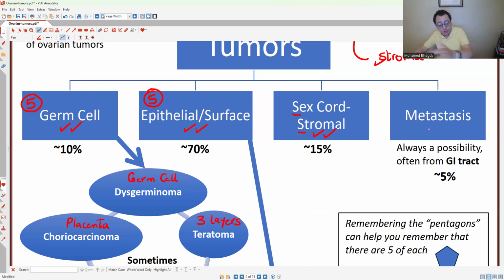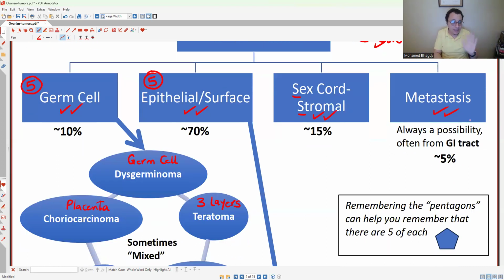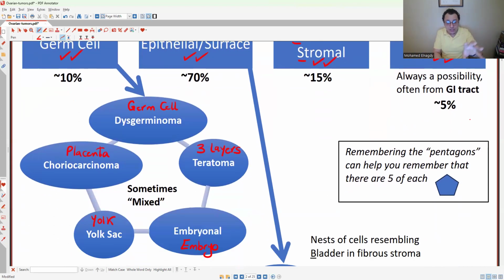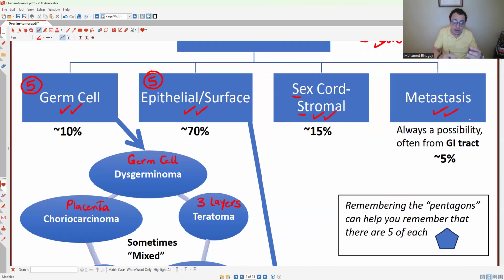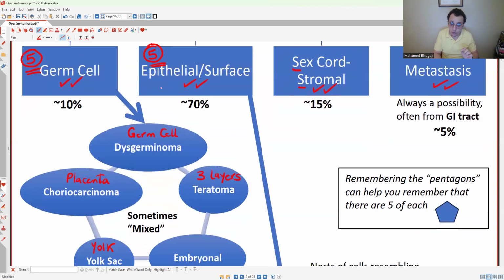And aside from these three key categories, you have a fourth one, which is METs, which is there everywhere in any organ. Any organ, we have the metastasis that might possibly come from elsewhere. Let's start by classifying each type and mention the subtypes under each category. You have 5 and 5. So you got 5 plus 5. 5 germ cell tumors that you need to know, and 5 epithelial or surface epithelial tumors that you need to know.